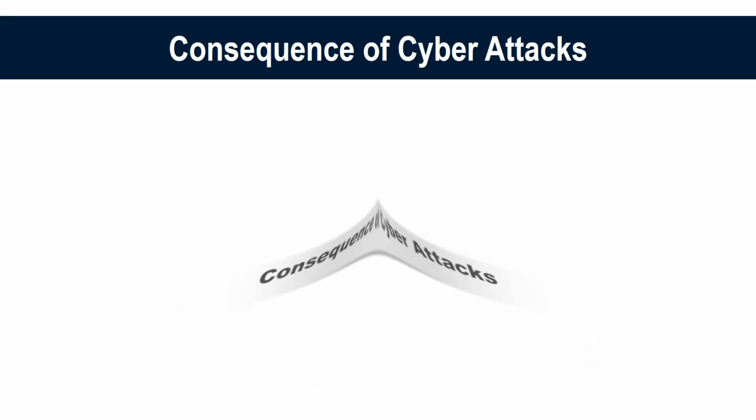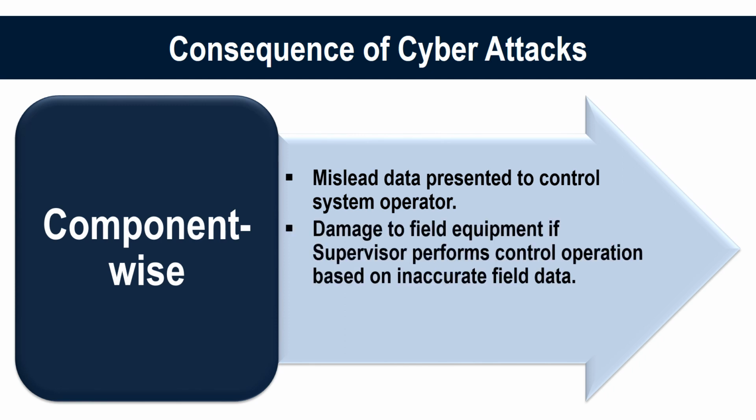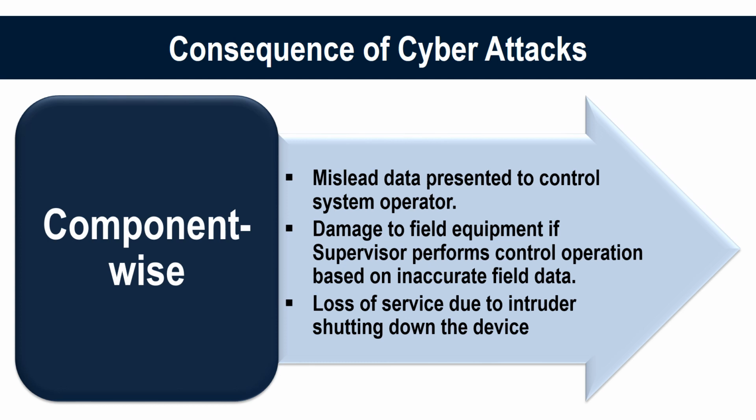Consequences of cyber attacks. Component-wise, misleading data is presented to the control system operator. There is damage to field equipment if the supervisor performs a control operation based on inaccurate field data, and loss of service due to an intruder shutting down the device.